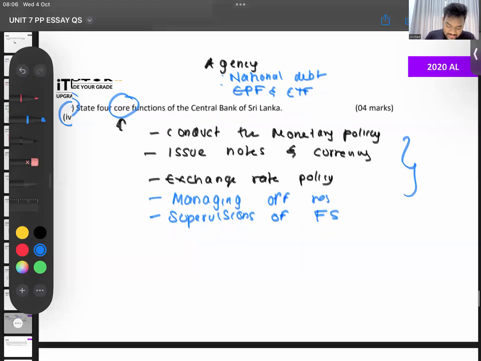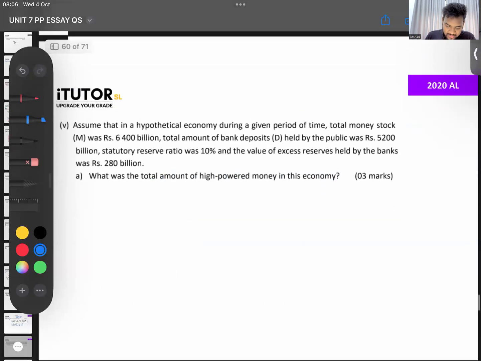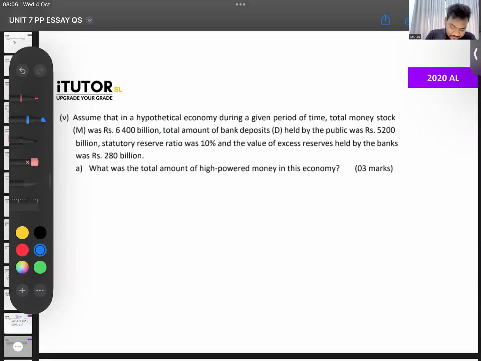Now, question number 5. 2020 was very easy, no? Last one. Assume that in a hypothetical economy, okay, clearing agent, fine, but again, main ones.